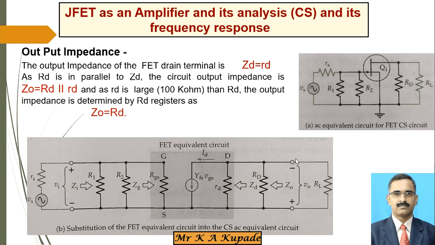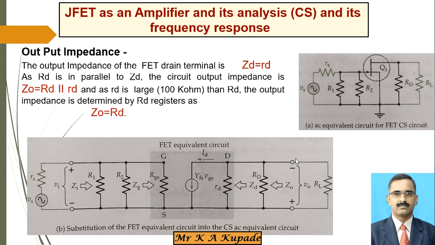So the output impedance of that circuit is defined as Z0 equals RD parallel with rd. That means the drain load resistance RD, which is connected to the drain terminal, is in parallel with the small rd, which is the actual drain resistance.